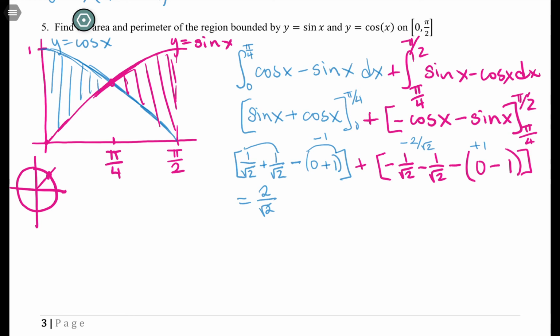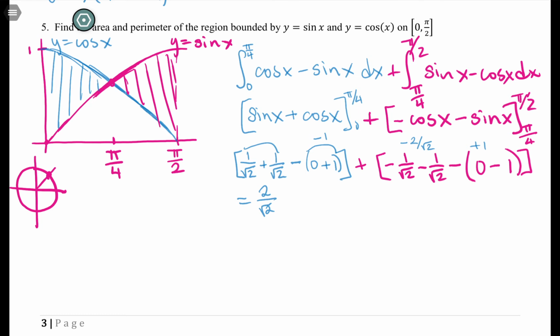Okay, let's see. Cosine x minus sine x from 0 to pi over 4. I think we got that right. Sine x minus cosine x from pi over 4 to pi over 2. I think we got that right. So the derivative of sine is cosine, the derivative of cosine is minus sine.